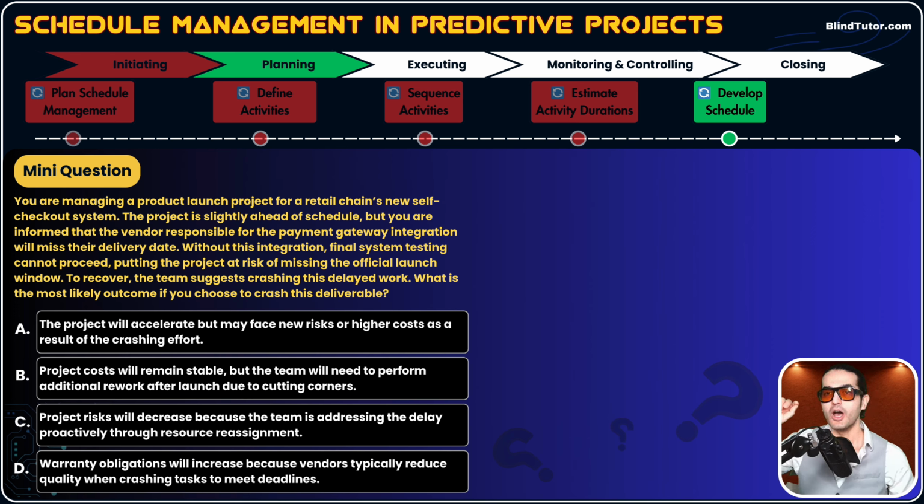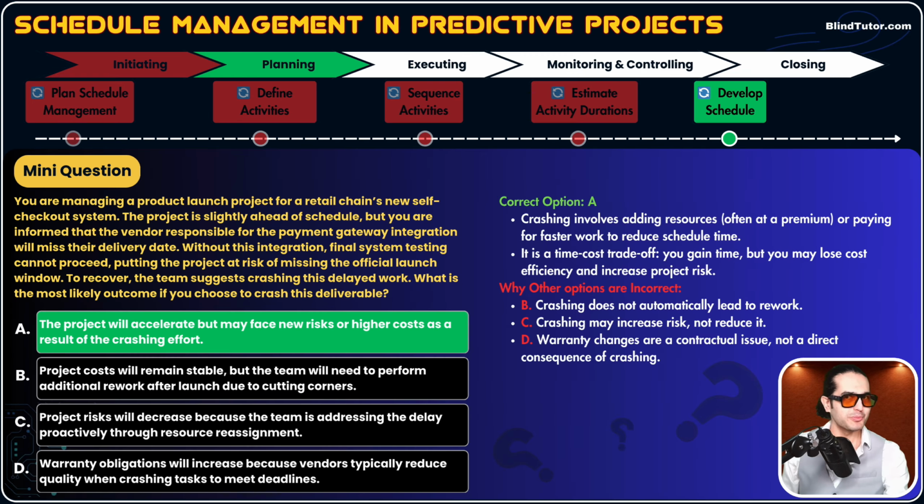We talked about it. Option A, I hope you got it right, guys. Option A says the project will accelerate, so crashing will make the project finish earlier, okay? Accelerate the project, but may face new risks or higher costs. Crashing means hiring new people, guys, adding more resources. To hire new people, you need to pay, so you add costs, okay? As a result of the crashing effort.